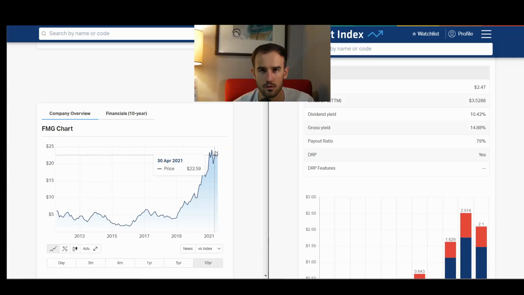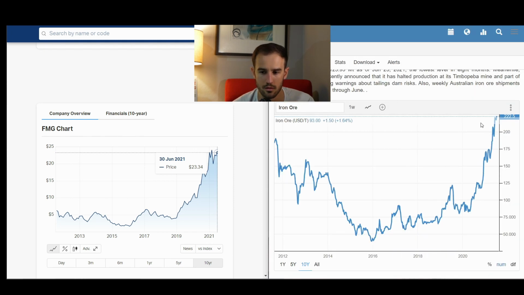Now, the question you might ask yourself is, why haven't investors driven Fortescue's stock price all the way up to, say, $30, $35, bringing the dividend yield back down to 5%, which is a more reasonable range? Well, one answer could be that this level of iron ore prices is simply not sustainable in the long run, hence the higher dividend yield and the lower stock price.